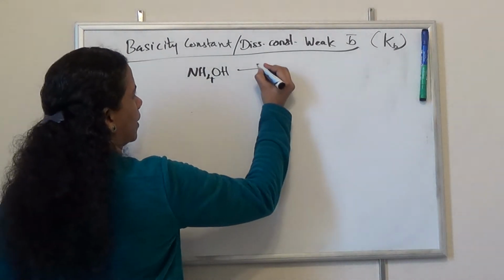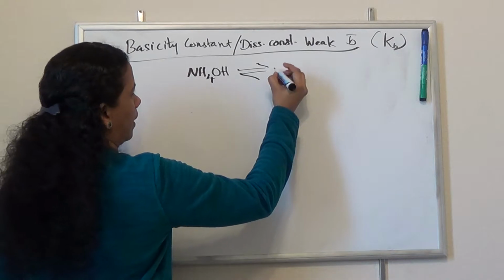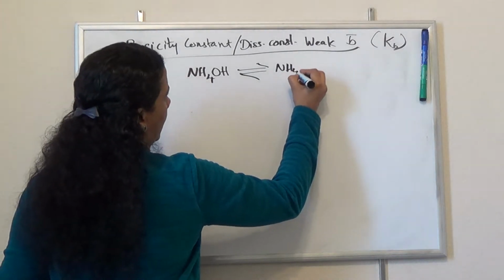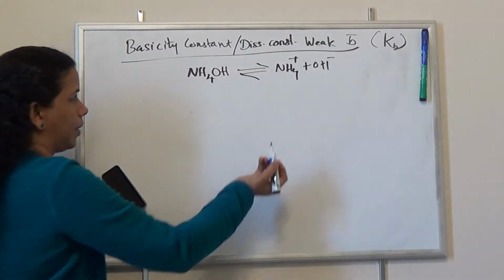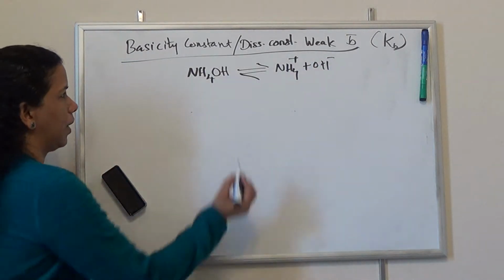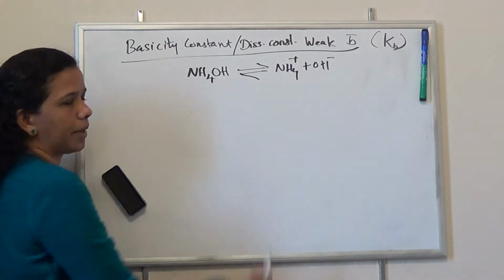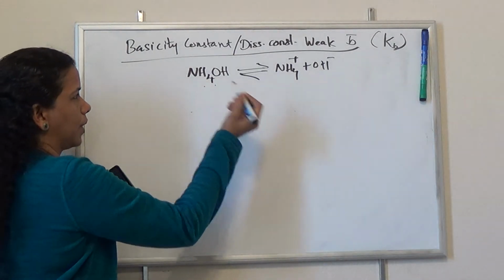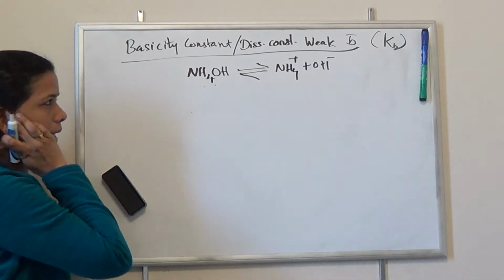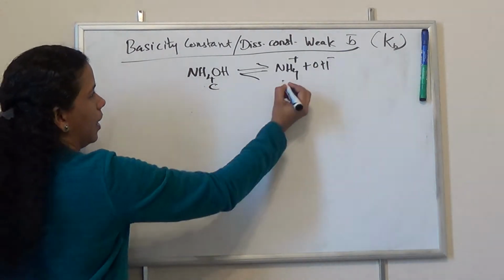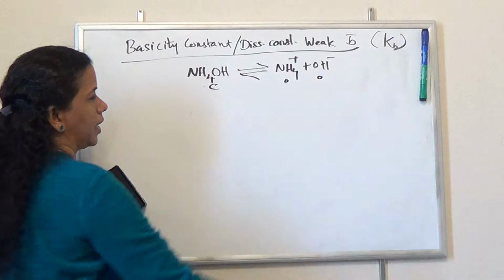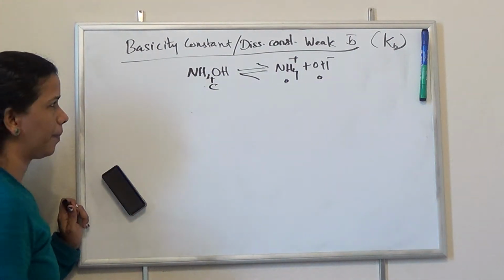Ammonium hydroxide on dissociation gives NH4 plus and OH minus. It is a weak base. There is not complete dissociation, only partial dissociation. There is an equilibrium between undissociated molecule and dissociated ions. Initially, the concentration of NH4 plus and OH minus is 0.